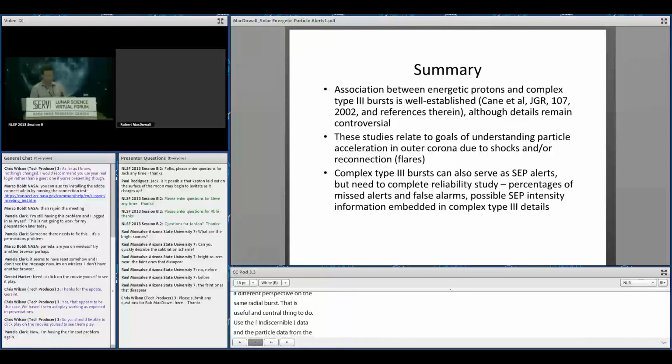And we look at it a little differently. Instead of looking at the science and trying to understand the acceleration of the SEPs and so forth, we look at it in terms of a more operational approach, trying to define the specific characteristics of the complex type 3 bursts that are giving us the most information. And so some progress has been made on that, and hopefully we will be able to report it in the near term.